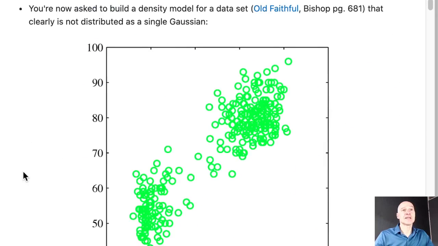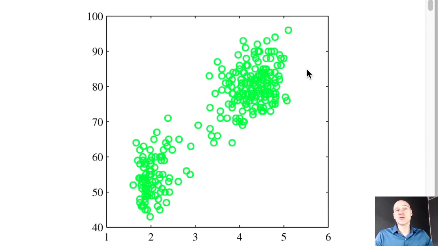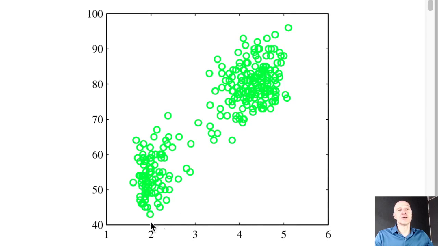So here's a data set. This is a data set from Old Faithful, which is a geyser in Yellowstone Park in the USA. It's a two-dimensional data set. I have x1 and x2. And well, there are two classes. You can just see that, right? Given this class, it would be reasonable to assume that the data has a Gaussian distribution. And given this class here, it's also reasonable to assume that that data has a Gaussian distribution. But the class labels are not given.